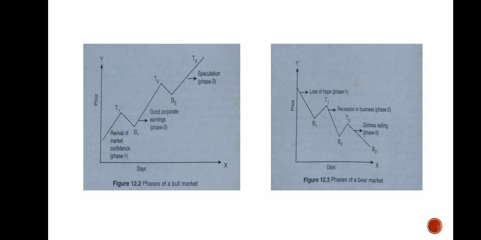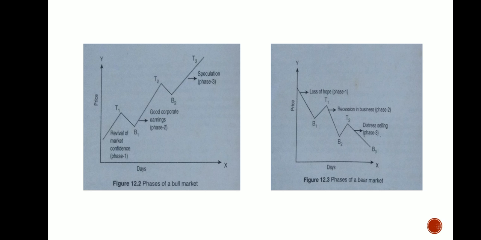There are three phases, that is revival period where investor expectation increases, which induces them to buy more. In the second phase, that is good corporate earning phase, it increases the earnings of the company, leading to further increase in the prices of securities. Third phase leads to more speculation. In the bear market, the security prices show falling trend.